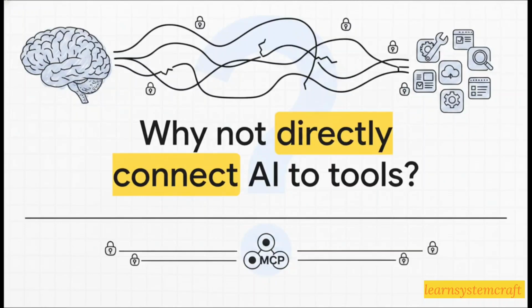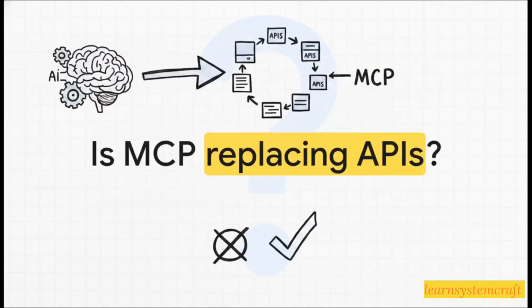Now, you might be wondering, why not just connect AI directly to every tool? What happens when there are hundreds of tools? Well, doing that makes scaling a total nightmare. Every time a tool updates, your connection breaks. Plus, security gets incredibly complex to manage. MCP standardizes everything so it stays clean, scalable, and secure. Which brings up another really common question.